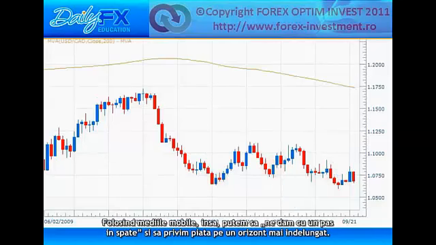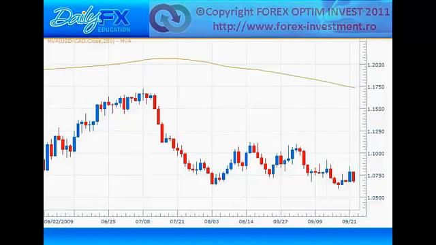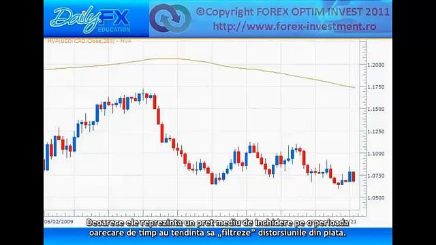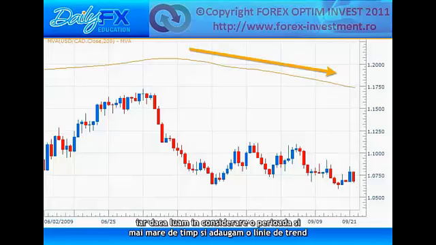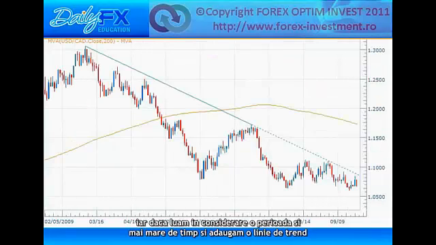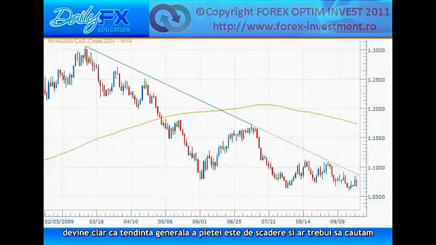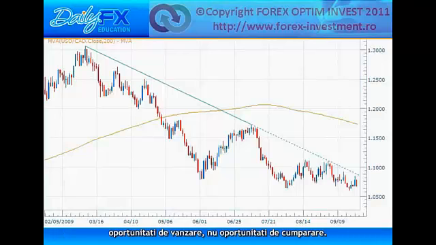But using moving averages is a way to take a step back and look at a longer view of market sentiment. Because they represent an average closing price over a certain period of time, they do have a tendency to filter out any excess market noise. We can see here that the 200-period SMA is actually trending down. And if we really zoom out and apply a trend line, it becomes even more clear that the market is currently trending down, and we should most likely be looking for selling opportunities, not buying opportunities.